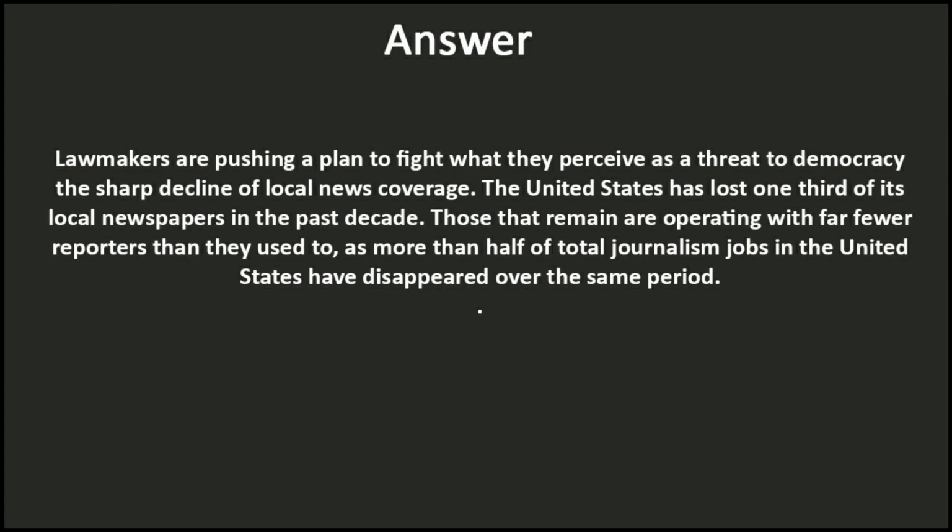Lawmakers are pushing a plan to fight what they perceive as a threat to democracy: the sharp decline of local news coverage. The United States has lost 1/3 of its local newspapers in the past decade. Those that remain are operating with far fewer reporters than they used to, as more than half of total journalism jobs in the United States have disappeared over the same period.